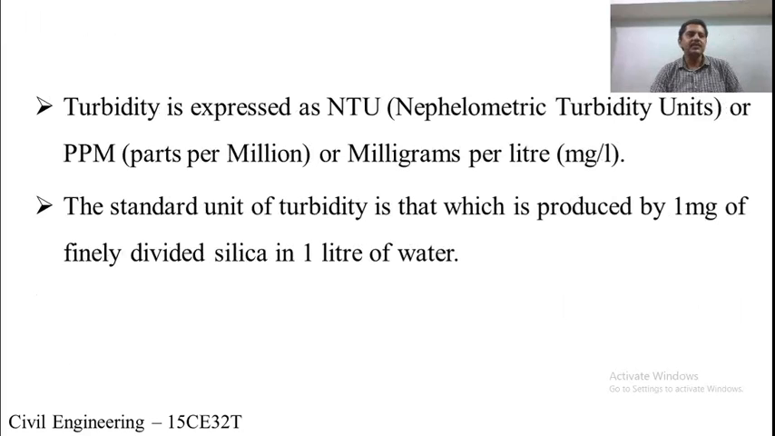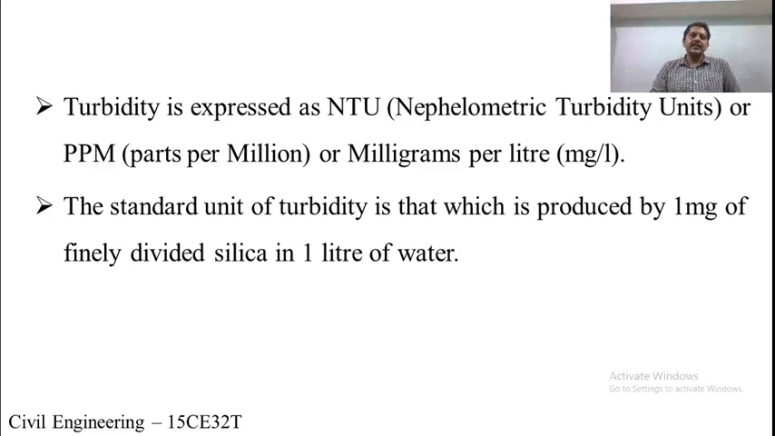So how is this turbidity measured? Turbidity is measured in several units. The first one is the NTU, that is nephelometric turbidity units, when it is measured with nephelometric instruments. The second one is ppm, that is parts per million. The third one is milligram per liter. So it is expressed in these units.